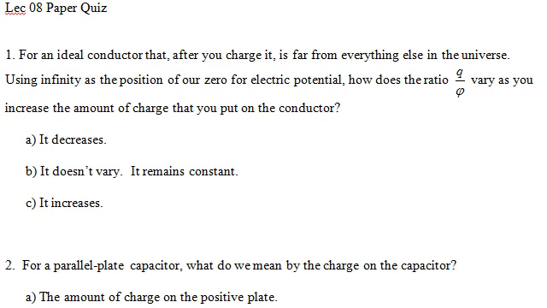Well, the ratio Q over phi is the capacitance of the single object, and that's a constant. So as you increase Q, phi increases in such a manner that the ratio is constant. We can say that Q is directly proportional to phi. That means Q is equal to a constant times phi, and the constant of proportionality is capital C, the capacitance of the object. So how does it vary? It doesn't. It doesn't vary, it remains constant. That would be this one. Alright, it doesn't vary, it remains constant.